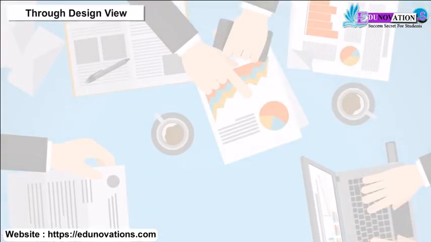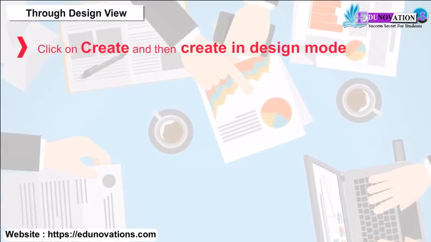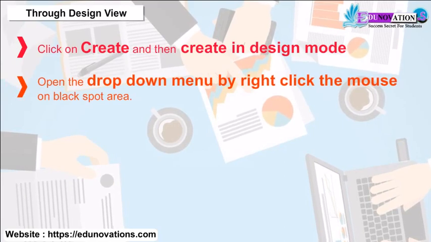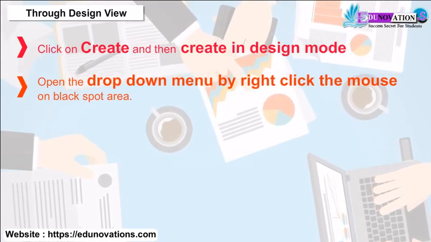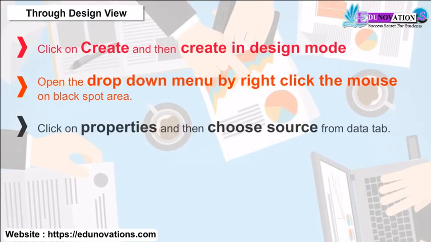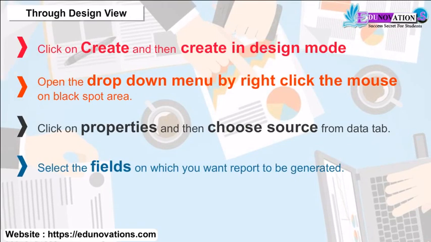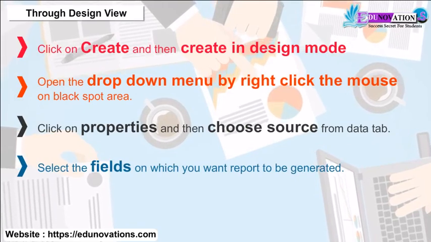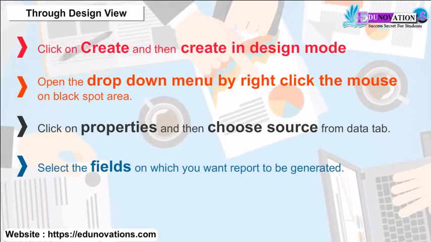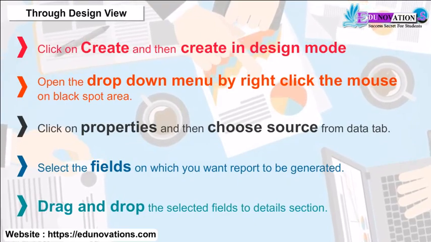Through Design View. Click on Create and then Create in Design mode. Open the drop-down menu by right-clicking the mouse on the black spot area. Click on Properties and then choose Source from Data tab. Select the fields on which you want the report to be generated. Drag and drop the selected fields to Details section.